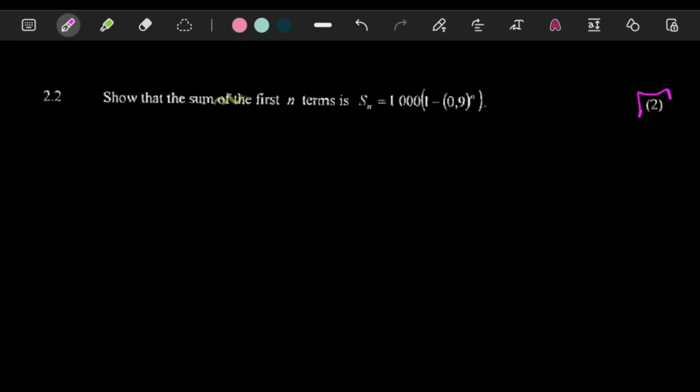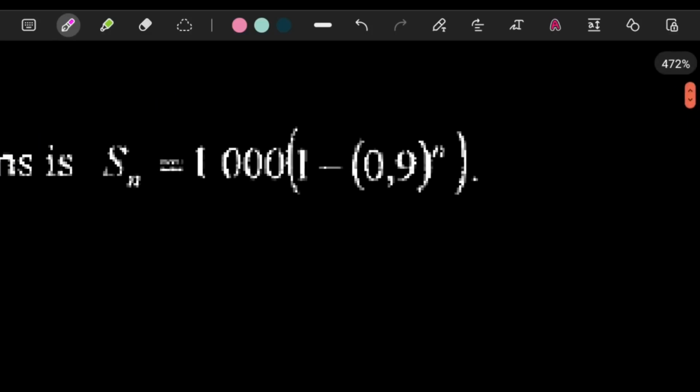For 2 marks, it says show that the sum of the first n terms of Sn are this. Okay. Sn is equal to 1000.